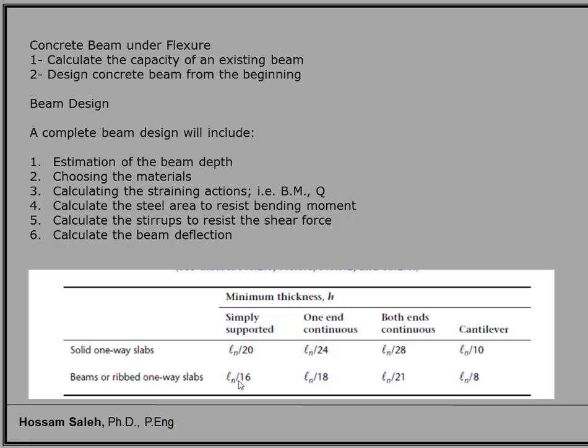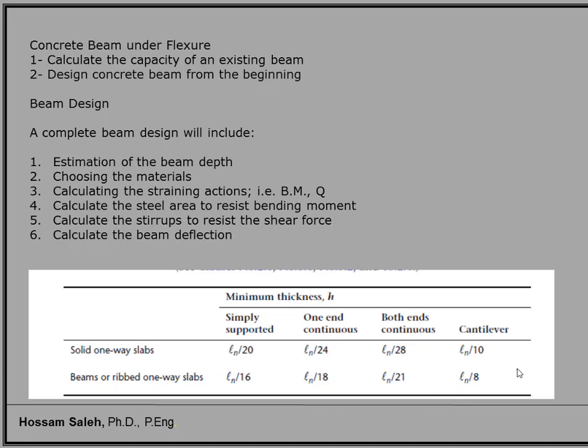That's if it's simply supported, I can estimate the depth of the beam by L divided by 16. For example, if you have a 4 meter span, then you divide the 4 meters by 16, then you can get the depth of the beam. That's an estimation at the beginning of the design. If you have both ends continuous, then you can have Ln divided by 21, or if you have a cantilever part, then you can have the cantilever length divided by 8, then you can estimate the depth of the beam.